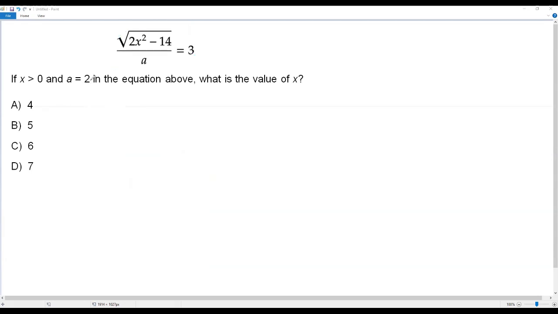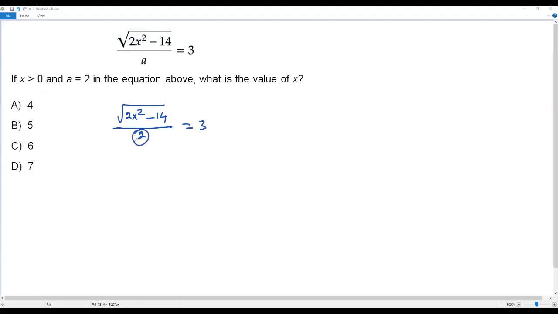So in our first step, we can plug in this 2 for a over here. So let me write the given equation over here. There is square root of 2x² − 14 over, and for this a, we can plug in 2, then we get 3 over here. Now we have to solve for x in this equation, and also the value of x has to be positive, that is greater than 0.